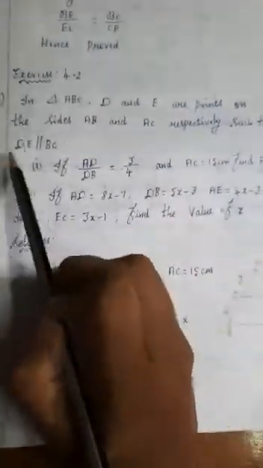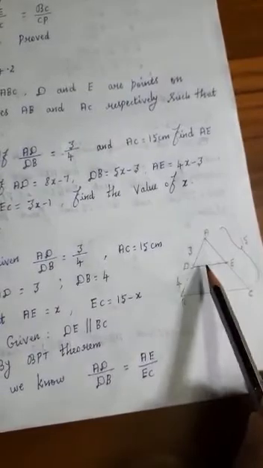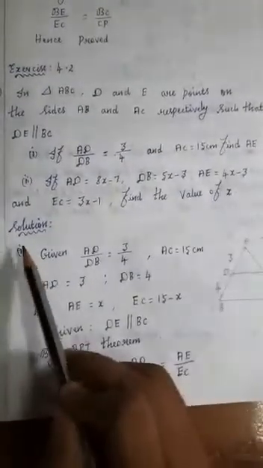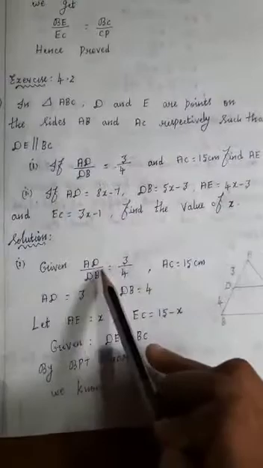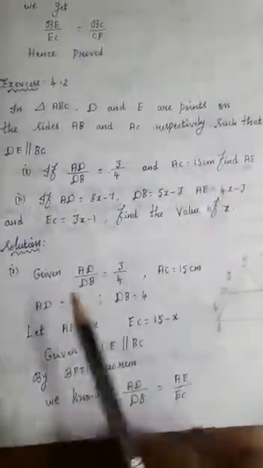Afterwards, what they have given is DE is parallel to BC. Now draw this line. Are these two lines parallel or not? Yes, in the question itself they have given DE is parallel to BC. Now for the first question, the given part you have to write: AD divided by DB is equal to 3 by 4, and AC is equal to 15 centimeters.